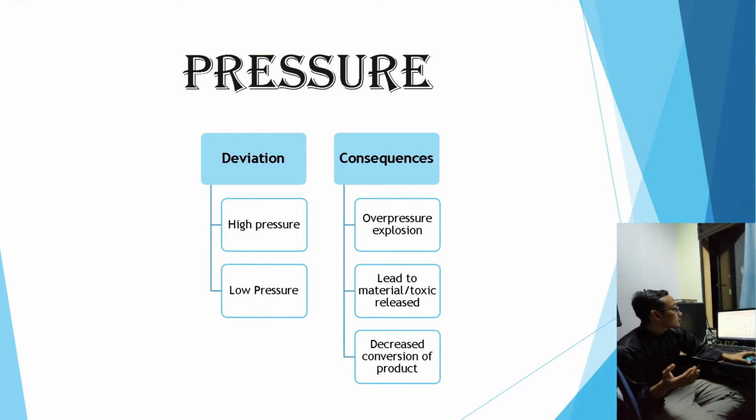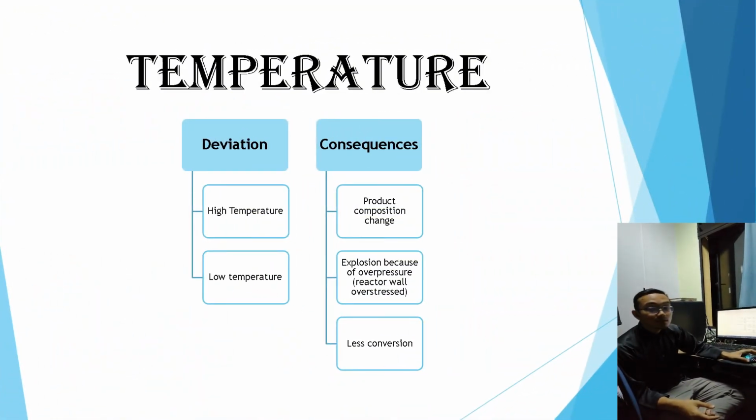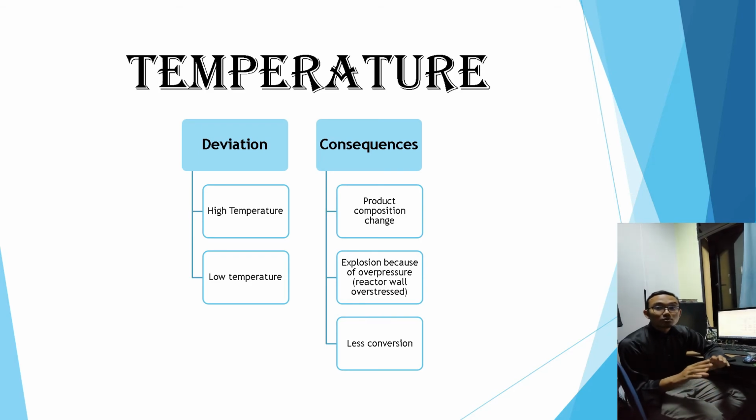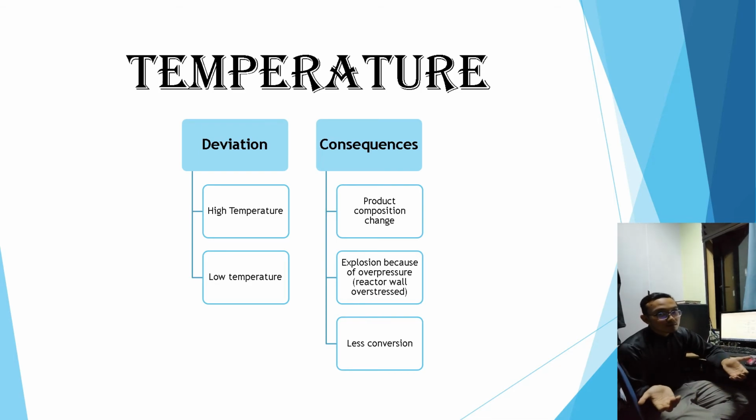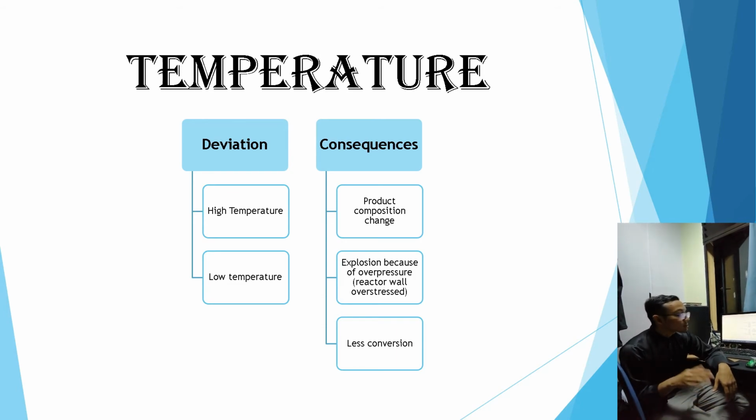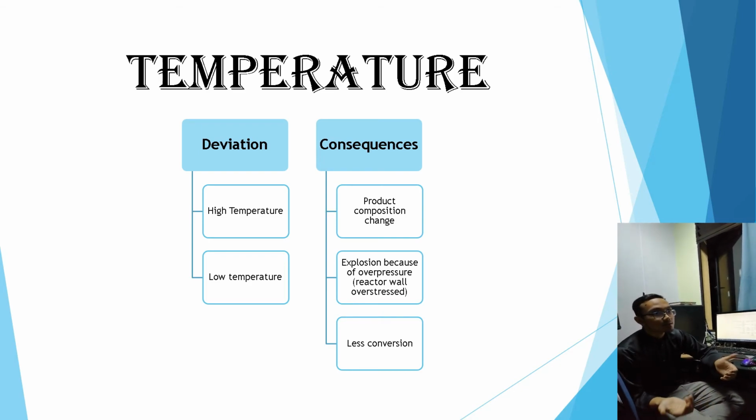Okay. Last one is the temperature. In case the temperature is too high, as we know, when temperature rises, the reaction will increase. However, if the reaction increases too much, it makes the pressure inside the reactor itself increase, and next is overpressure, and then explode. Just like the high pressure just now. Okay, if the temperature is lower, then the reaction will not be optimized.